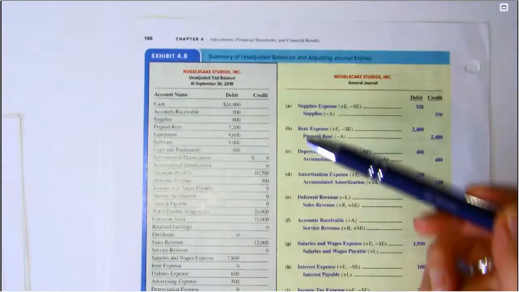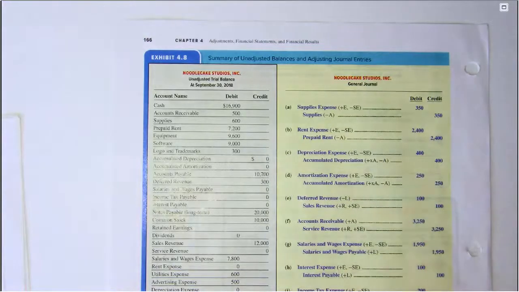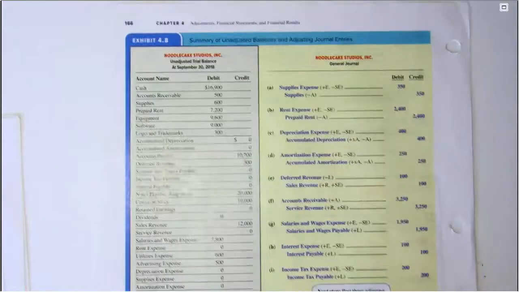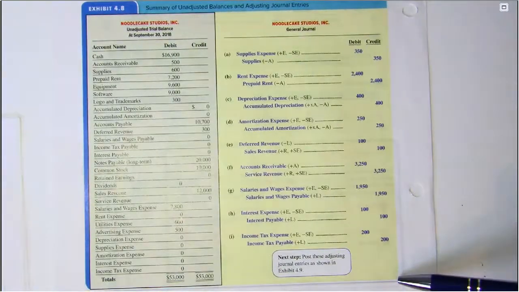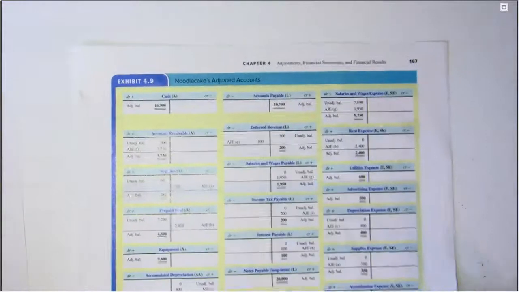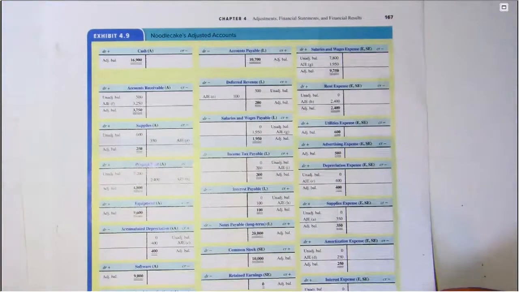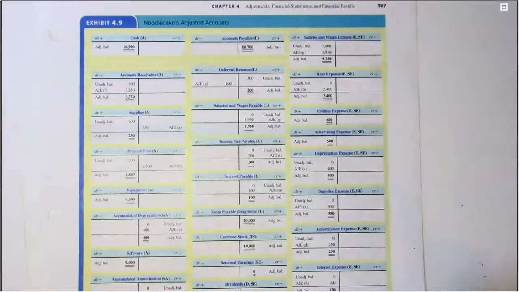Okay, so here's the unadjusted trial balance on page 166 of our textbook. And here are all the adjusting journal entries that were prepared. The next step would be to post those. This is page 167. And it shows that all of our adjusting journal entries have been posted. Let's take a look at one, for example.